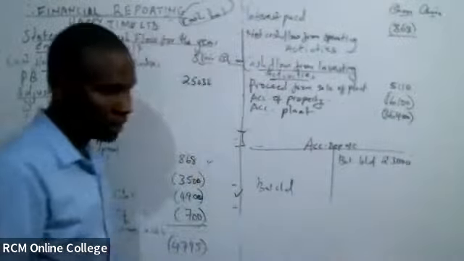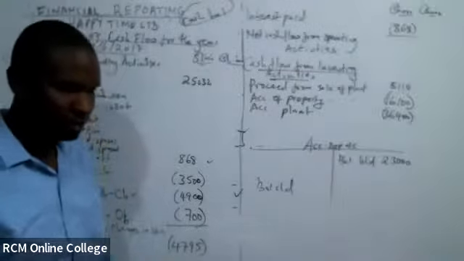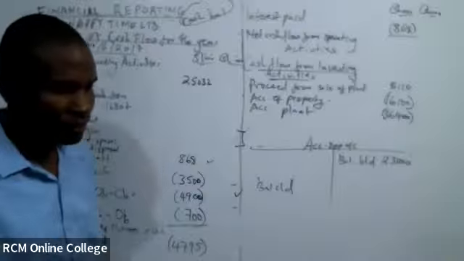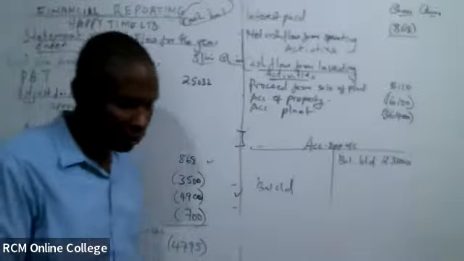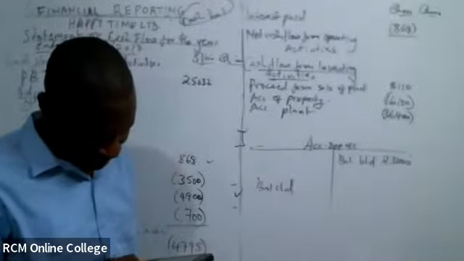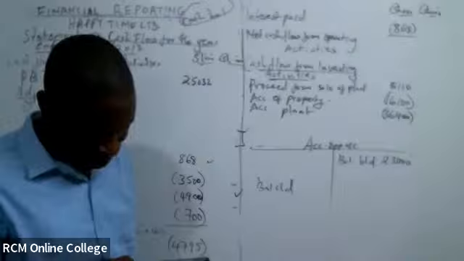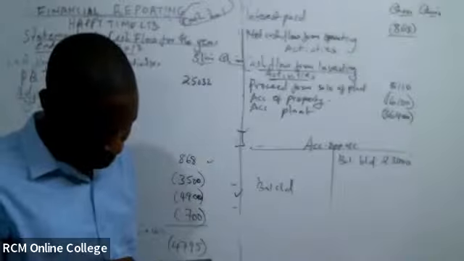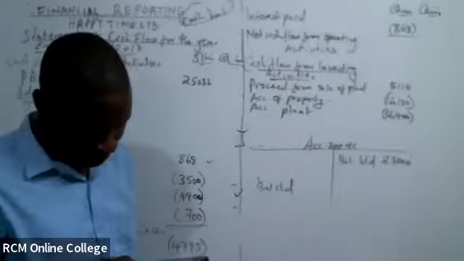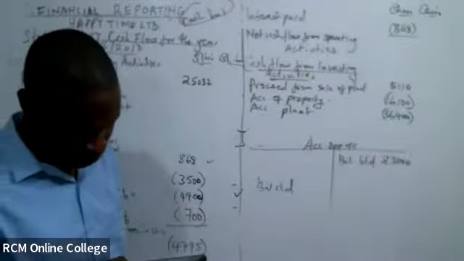Carried down. Balance carried down. Carried down ni ngapi? 34,300. 4,300. 23. Tuko kwa plant, 23,000. Okay, can you check for me?